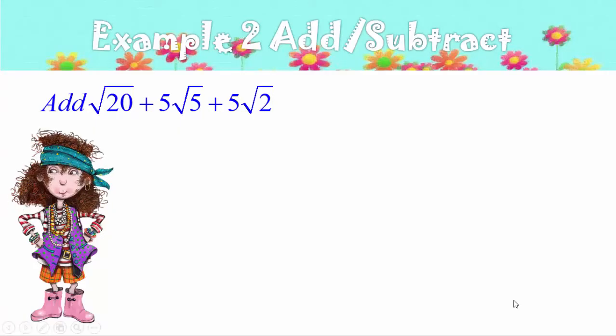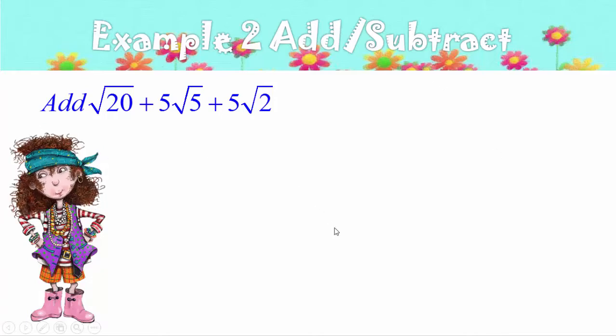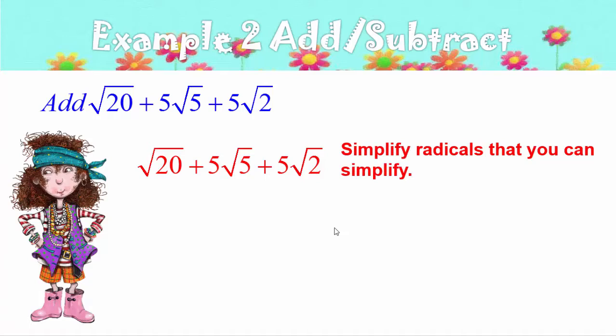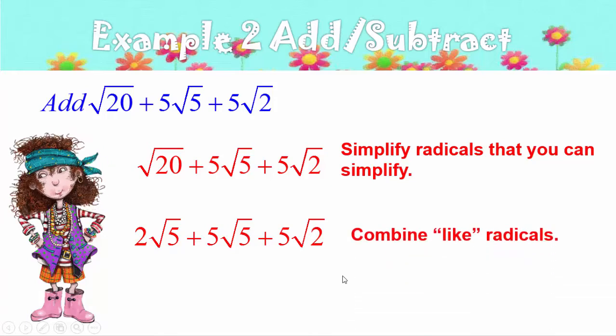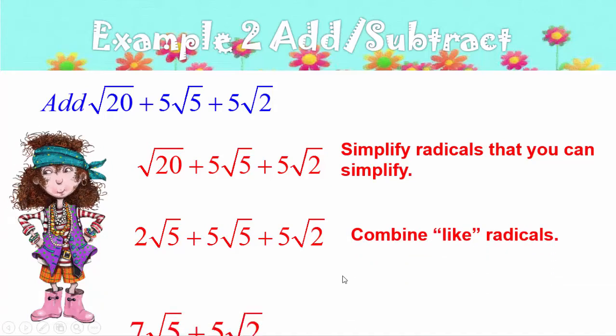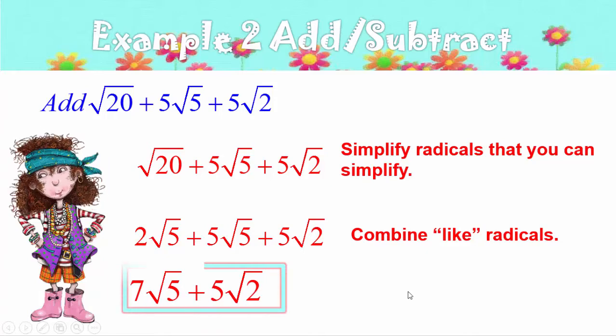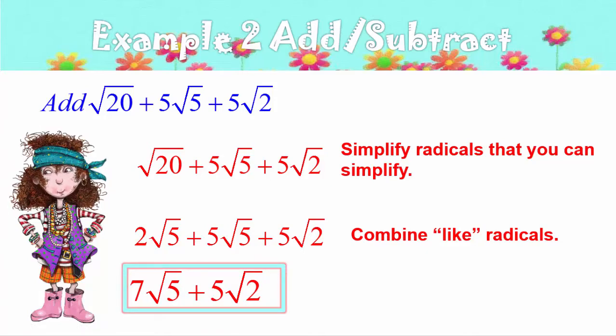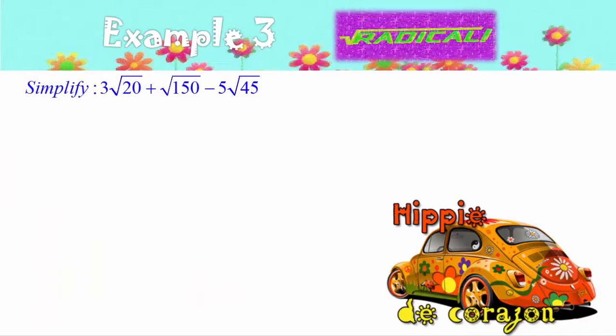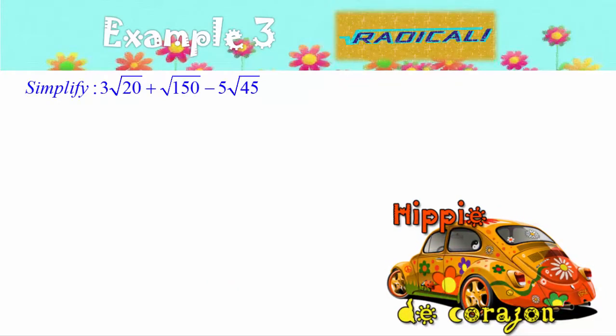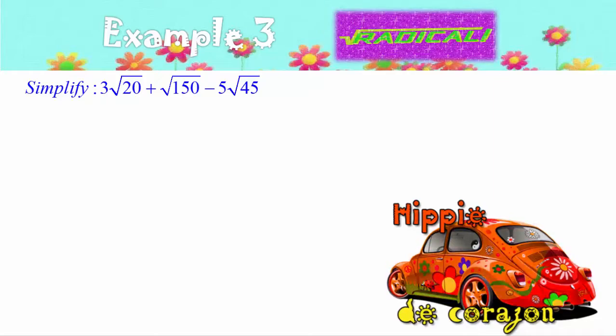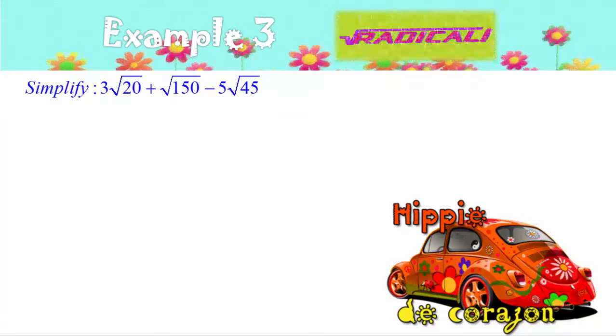Reviewing what we just did, it looks like we can't combine any of these, so we simplify the radicals to see if we can combine. And we did. We simplified the square root of 20 and we find that it's 2 square root of 5, and we were able to combine the like radicals in order to get 7 square root of 5 plus 5 square root of 2. In example number 3, we're asked to simplify 3 square root of 20 plus square root of 150 minus 5 square root of 45. So let us go over to the whiteboard and work this one out.